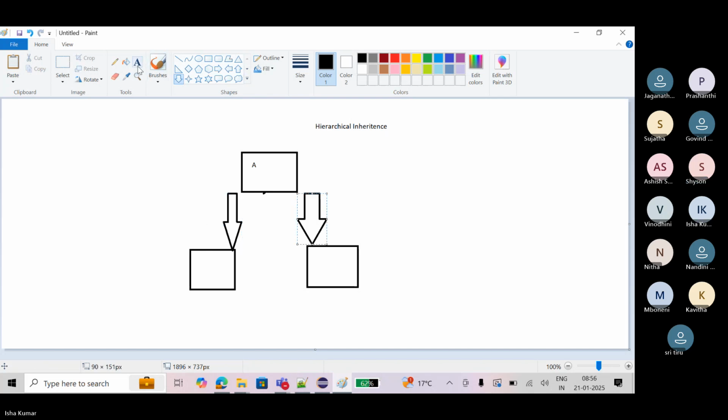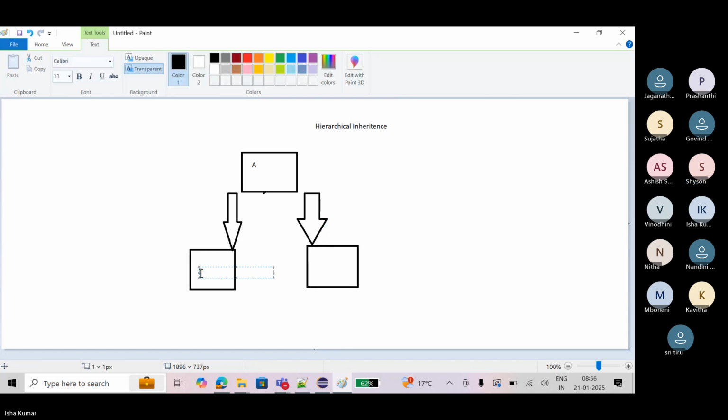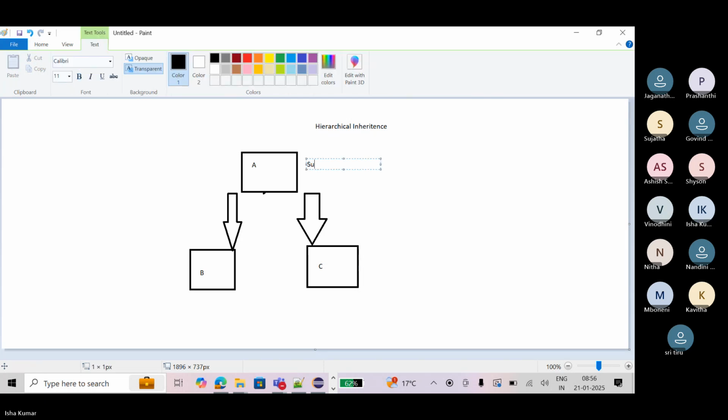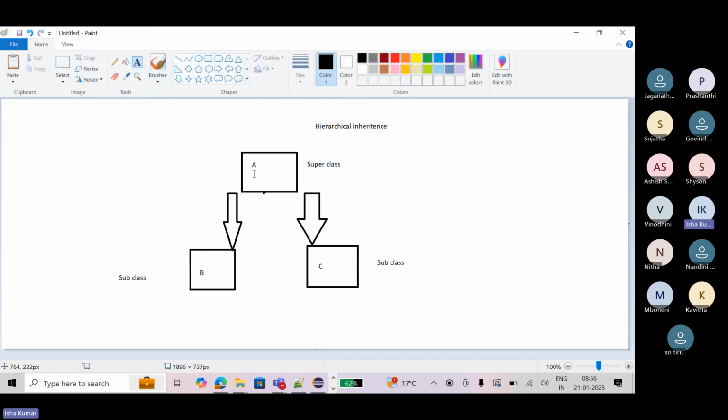So this is B class. This is C. Now this is your superclass, A, and these both are subclasses. B is a child of A. C is also a child of A. But B and C are not brothers or sisters.